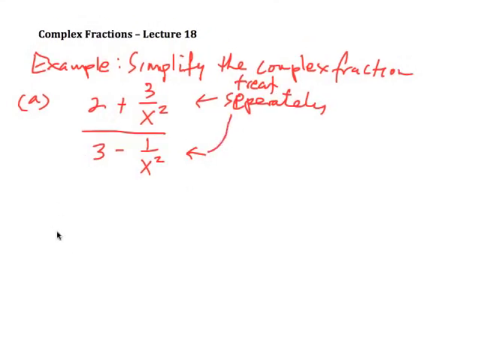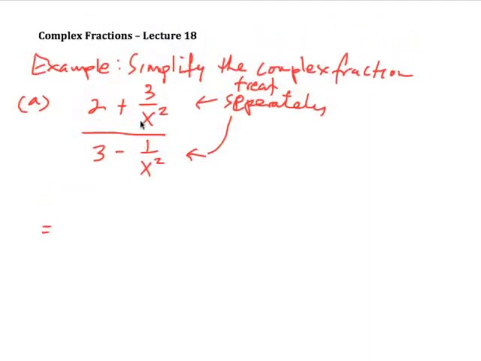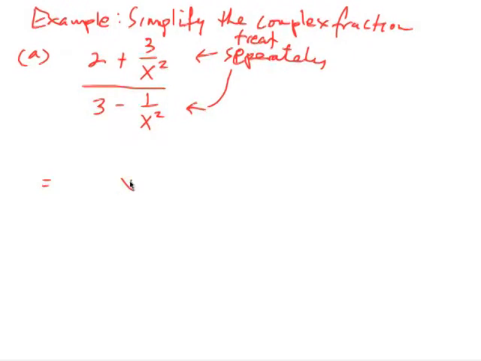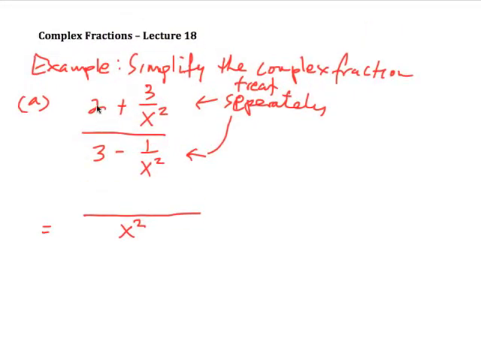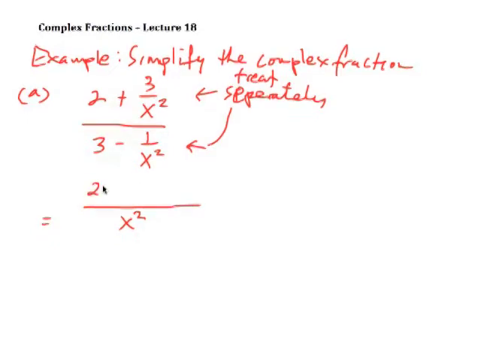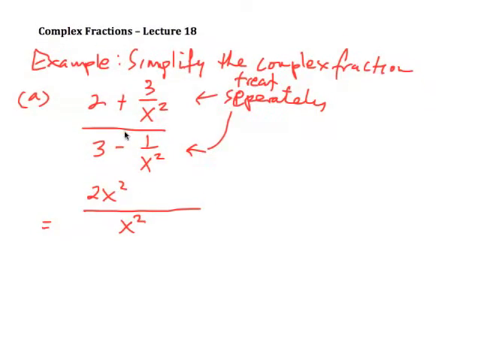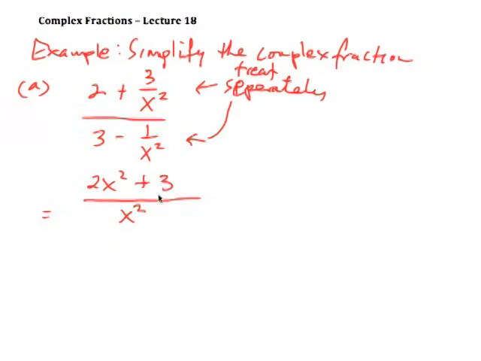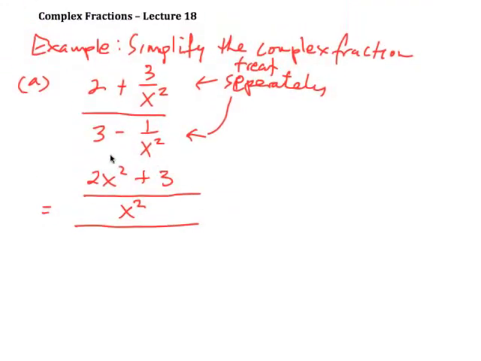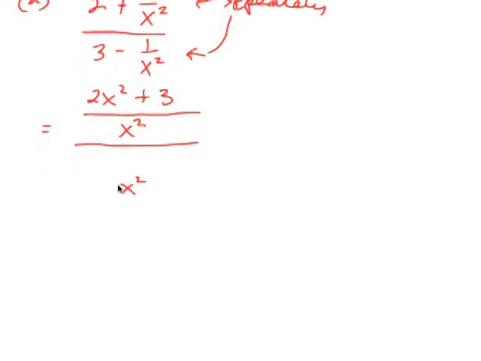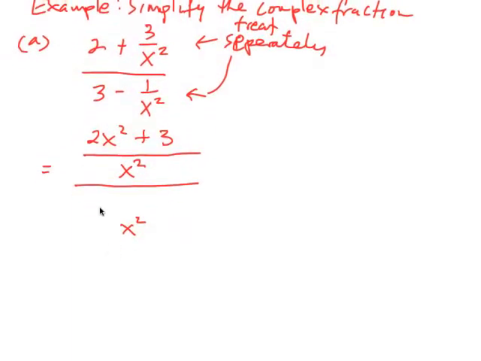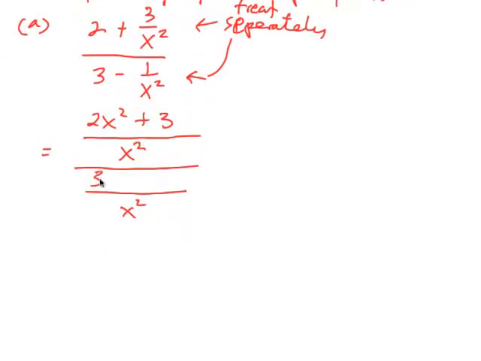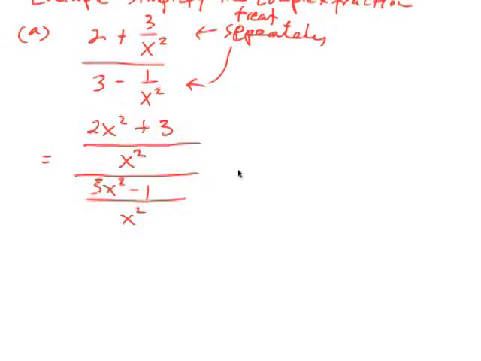Let's look at the numerator, for example. We'd need a common denominator to do this one here. So of course, to get a common denominator, this would be x squared. There's like a 2 on 1 here, so we'd need to multiply this by 2 by the x squared, and we have a plus 3. And on the bottom we also have an x squared, and we're going to have a 3x squared take 1.